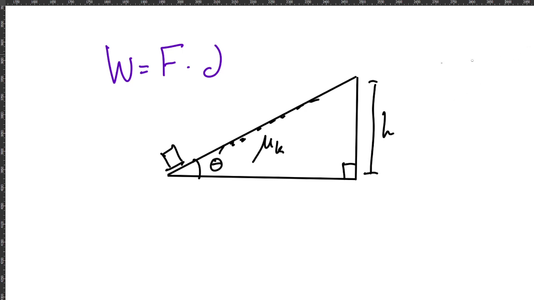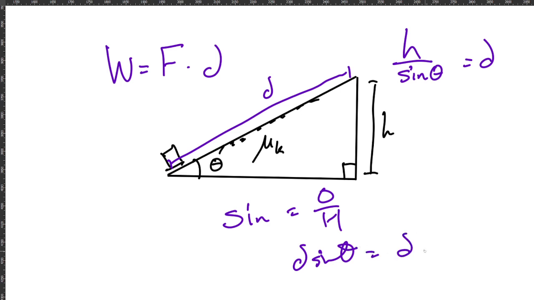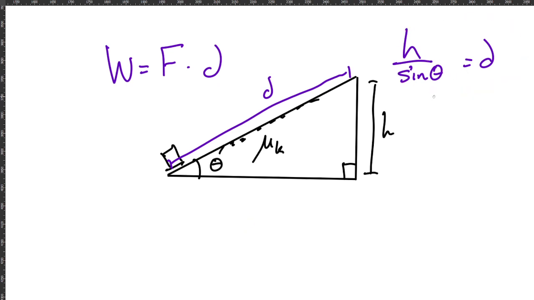So first, our distance. This distance can be calculated by h divided by sine theta. This distance, let's just call that d, equals h over sine theta. If you think about it, that makes sense. SOHCAHTOA: sine is equal to opposite over hypotenuse. That means d sine theta is equal to d times opposite over hypotenuse, which is equal to h. Then you just move stuff around, divide by sine theta, and you get that. So that's our distance.